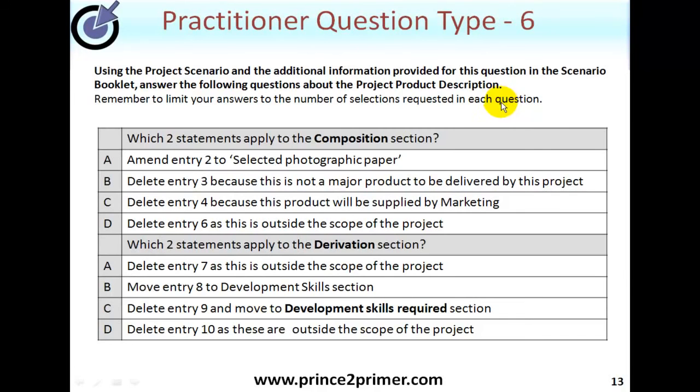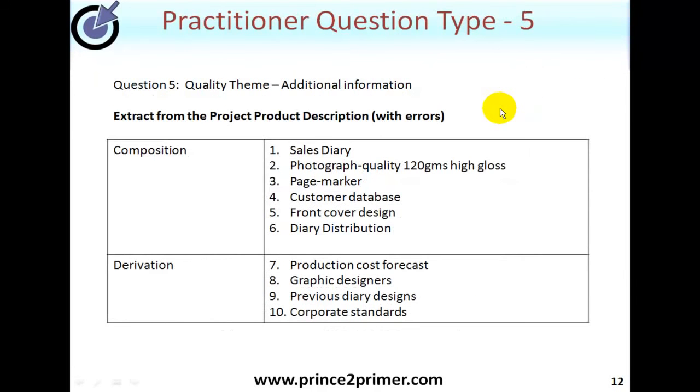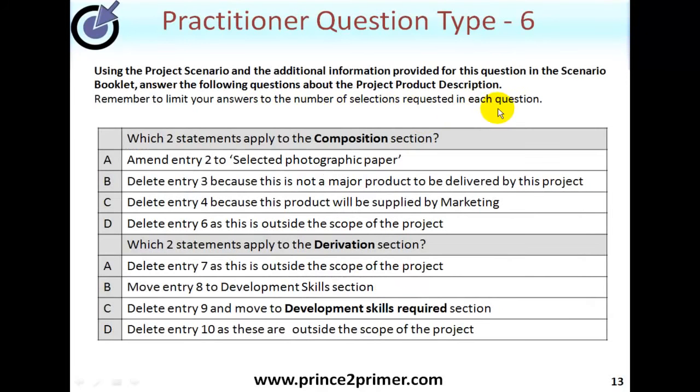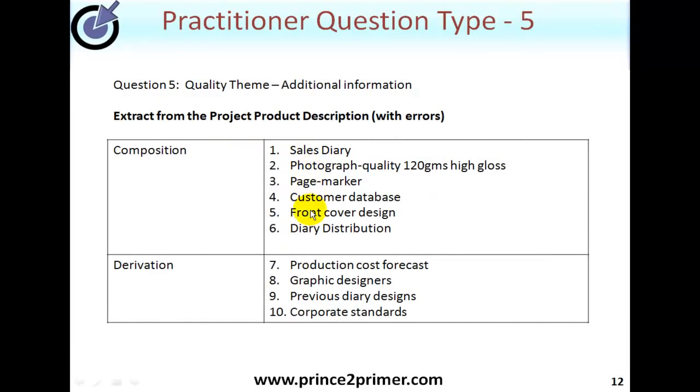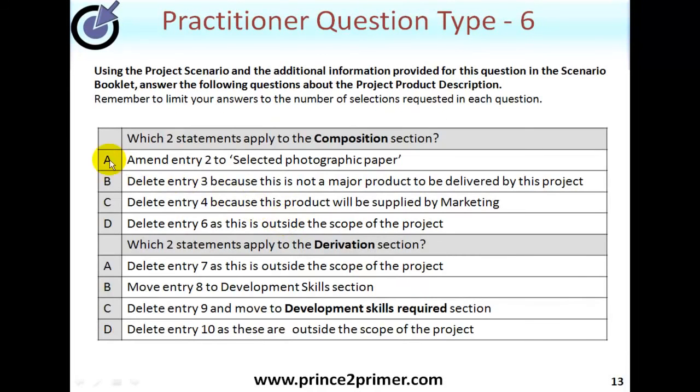Here is the question you'll actually get to do with this. Alright, stay with me here. So it says, using the project scenario and the additional information provided for this question in the scenario booklet, answer the following questions about the project product description. The first question says, which two statements apply to the composition section? In other words, this information, which is normally numbered for you to answer the question. And A says, the right answer could be amend entry 2 to selected photographic paper.